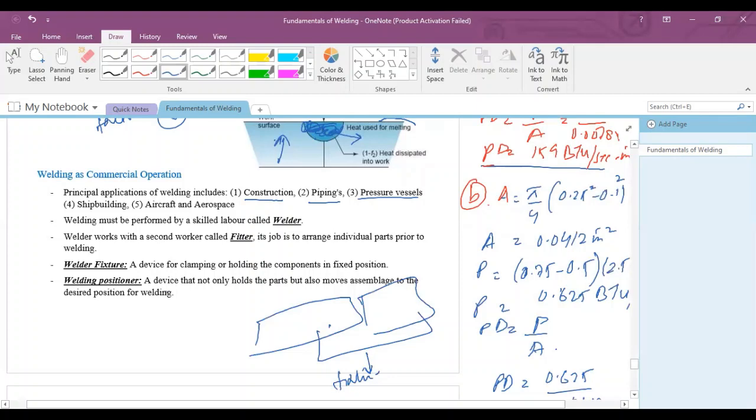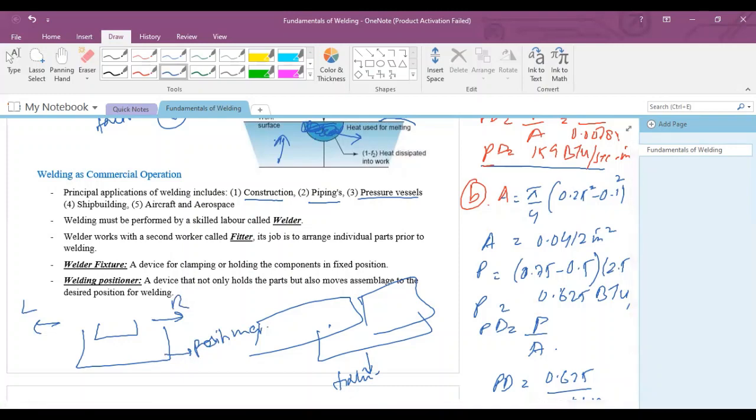The last thing, the welding positioner, is a device that not only holds the parts but also moves the assembly. It is something like a trolley, where the fixture is placed in the positioner, and you move the assembly with this positioner. You can move this positioner left and right, right and left.